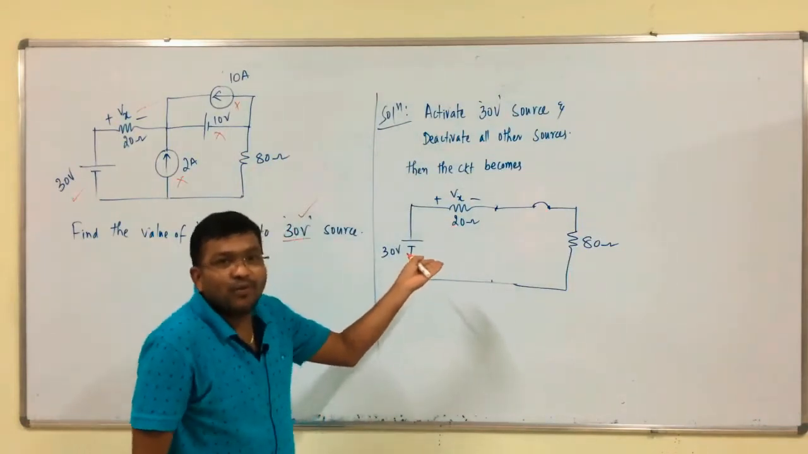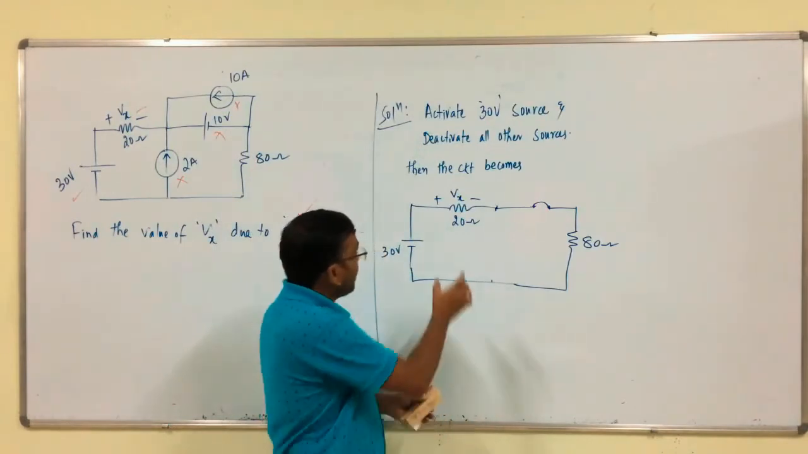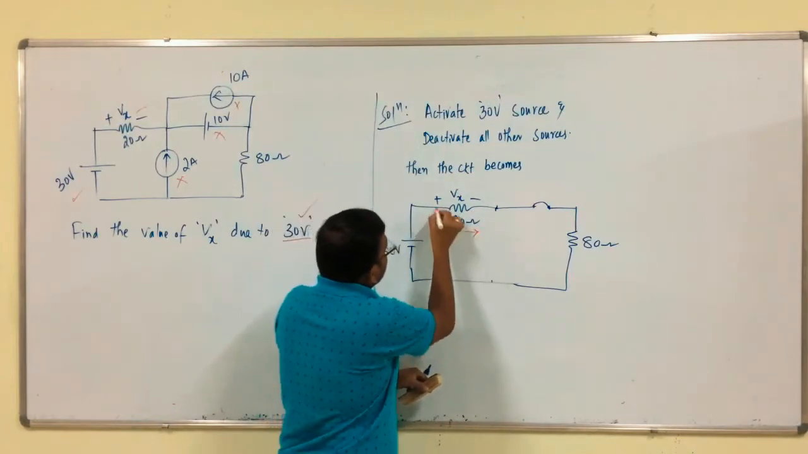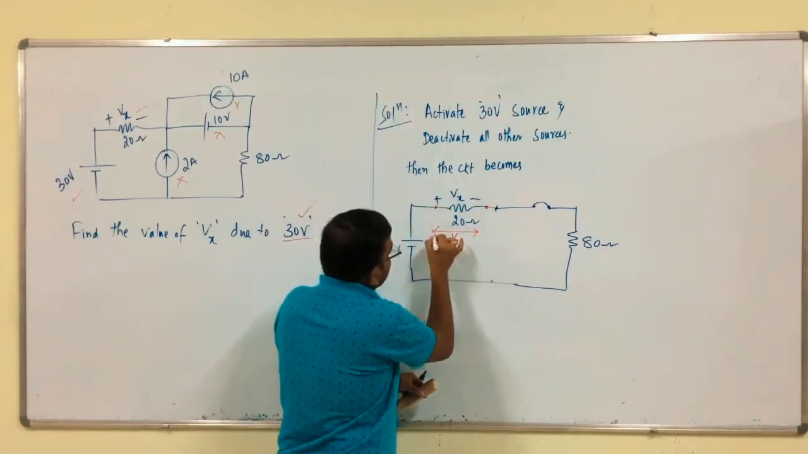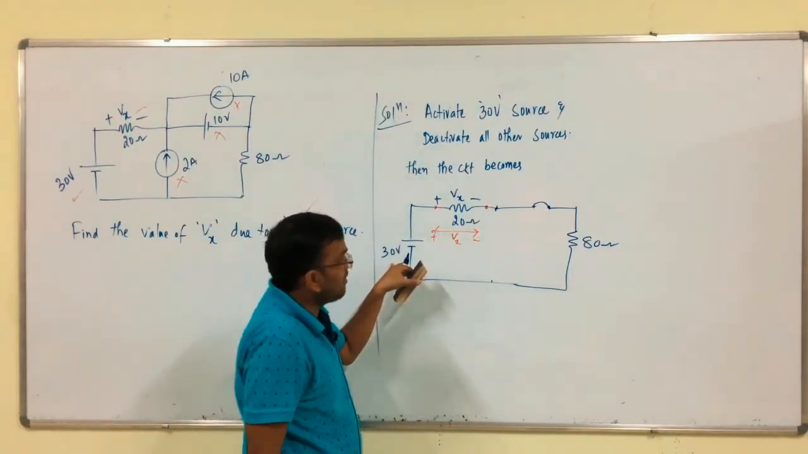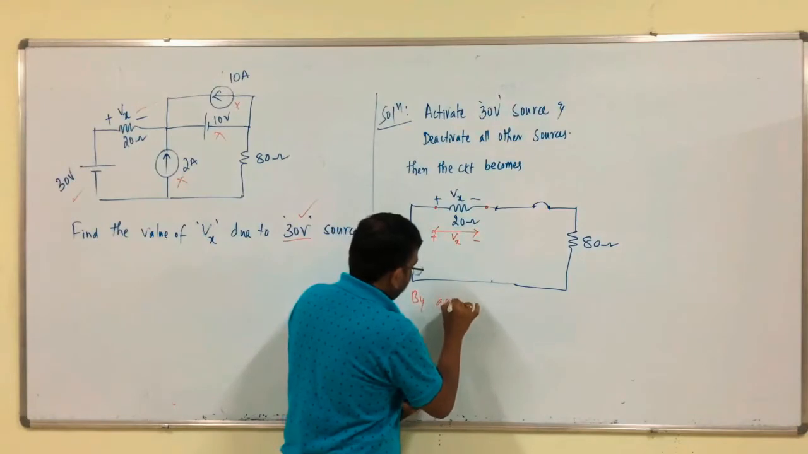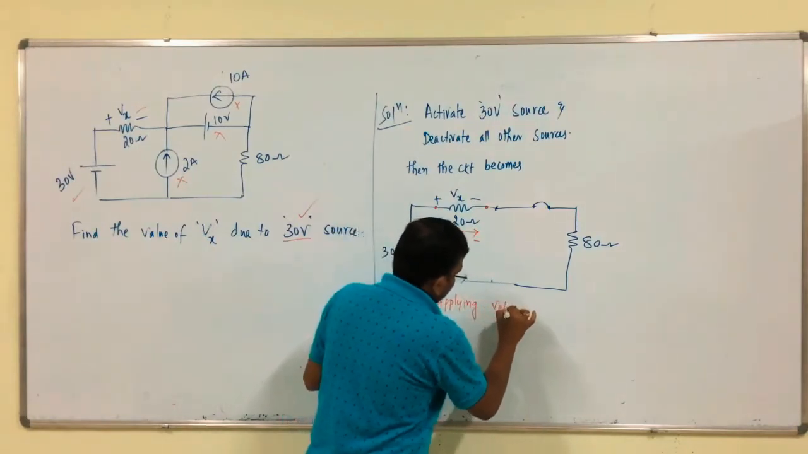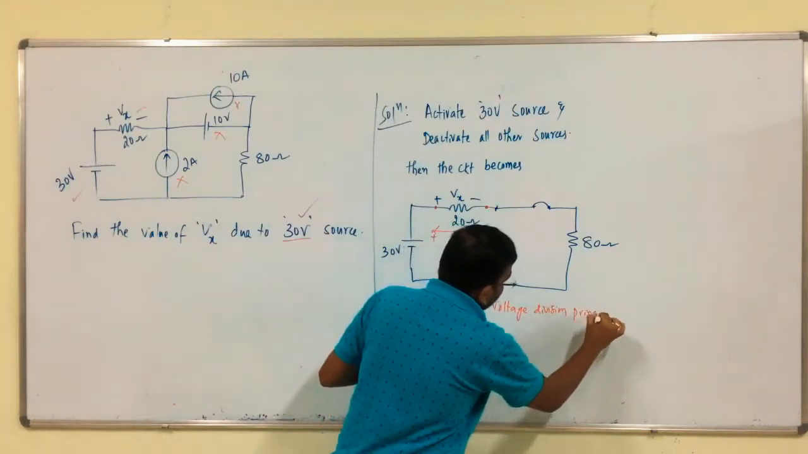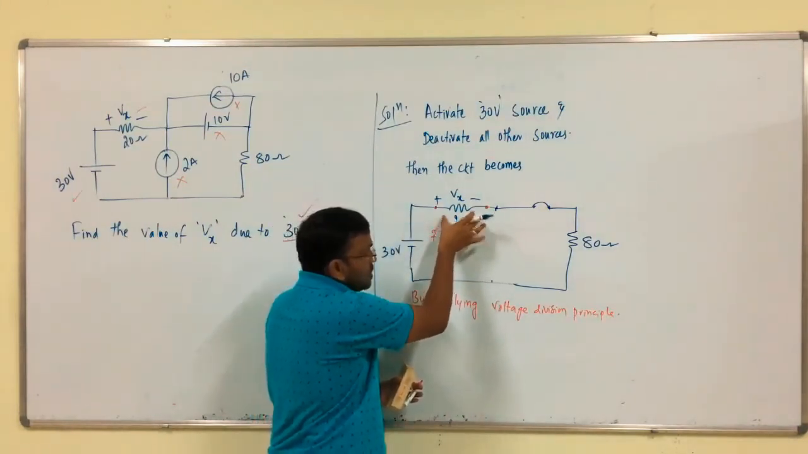So, it looks like a simple loop, no? In this case it looks like a simple loop. So, we have to calculate the voltage across this resistance, that is Vx, the voltage drop due to this 30 volt source. So, by applying the voltage division principle, we want to calculate the voltage drop across this 20 ohm resistance.